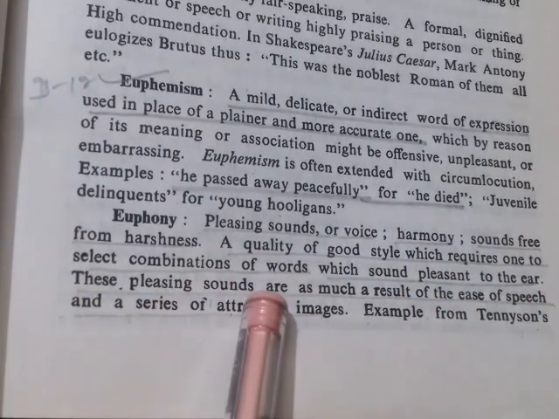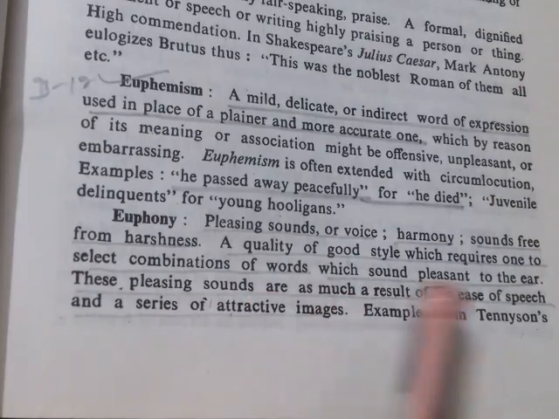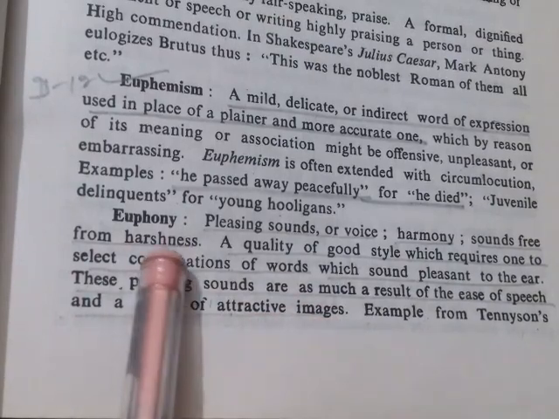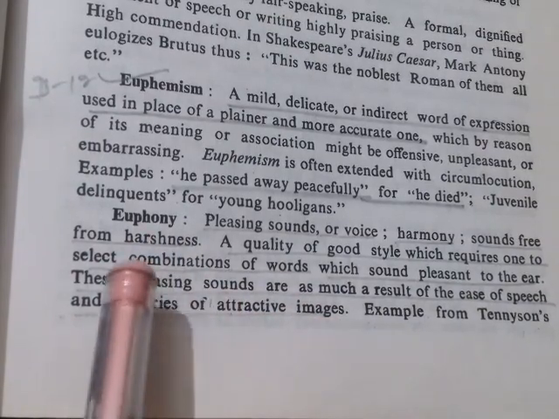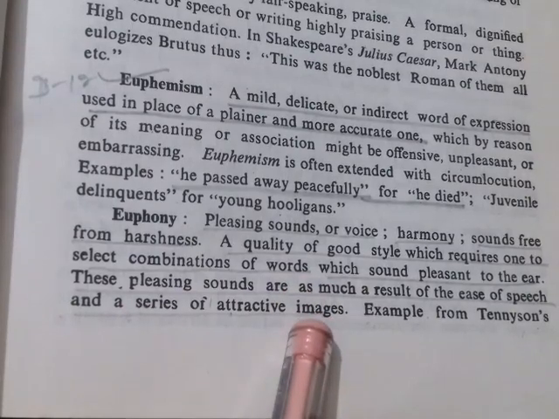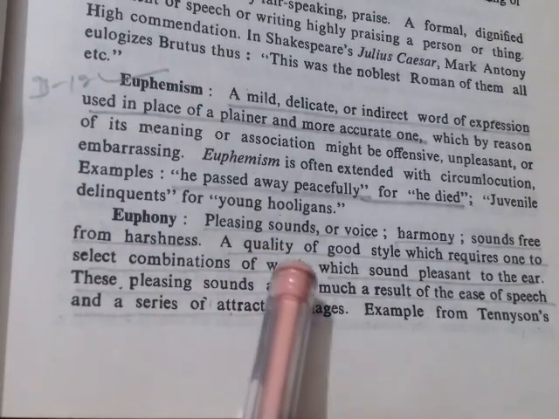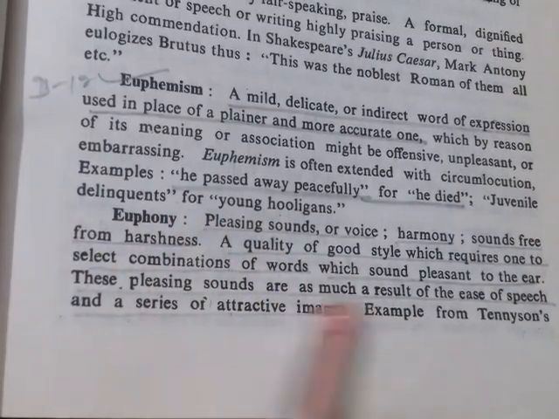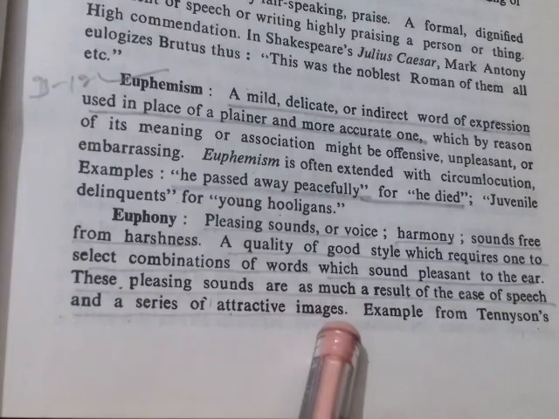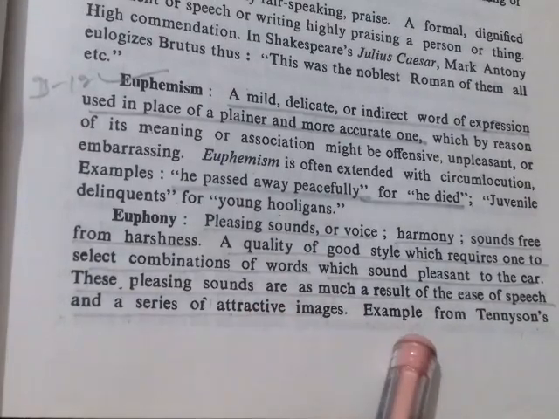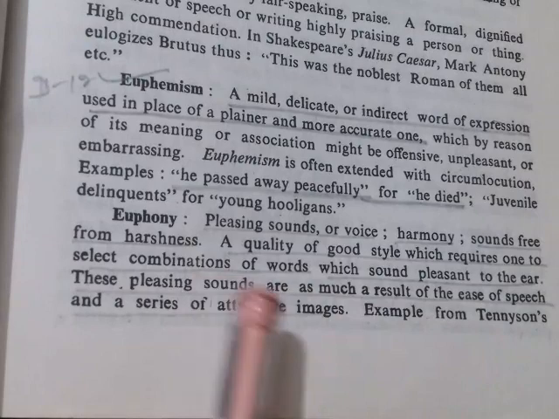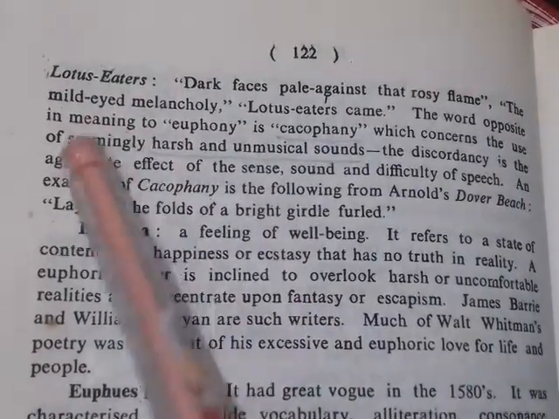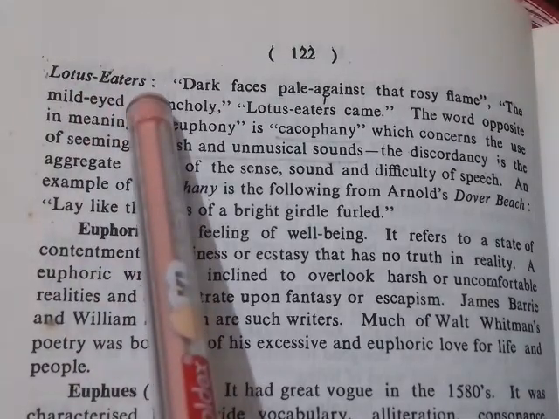So these pleasing sounds are as much a result of the ease of speech and a series of attractive images. It depends on the author, on a literary artist, what kind of images he presents to create euphony or cacophony. In euphony we always find a series of attractive images, and here you can find an example from Tennyson's poem Lotus Eaters.